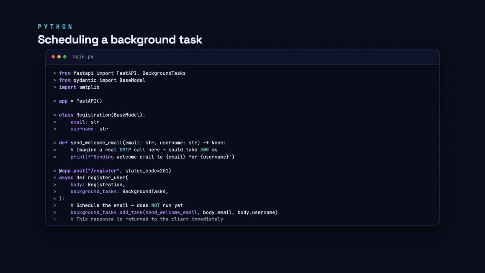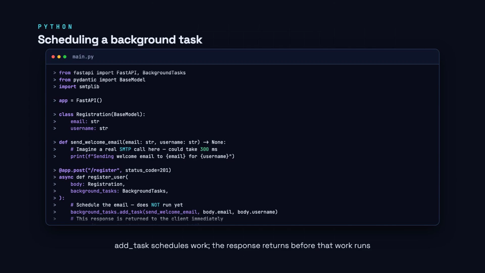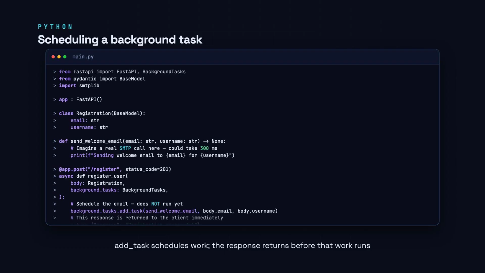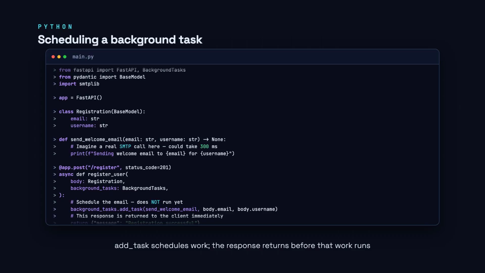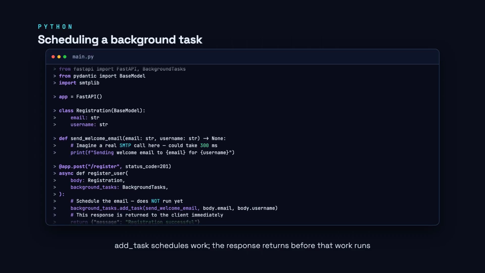Start at the top. We import FastAPI and BackgroundTasks from fastapi. No third-party package needed. We define a plain Python function, send_welcome_email, that does the slow work. In the path operation, we declare background_tasks with the type BackgroundTasks. FastAPI injects a fresh instance for each request automatically.